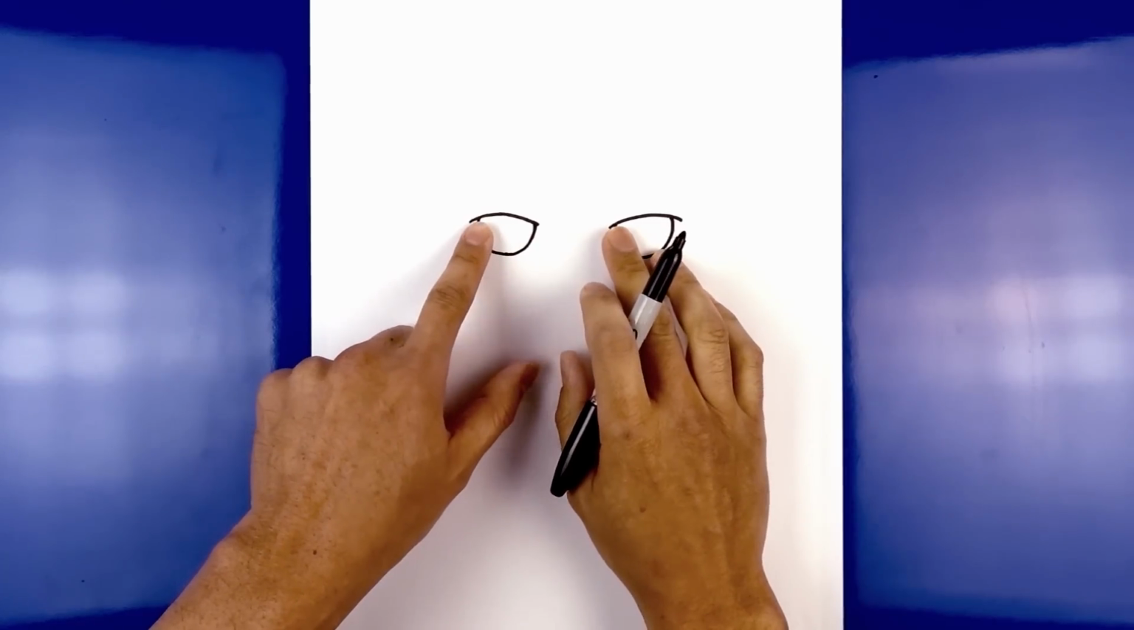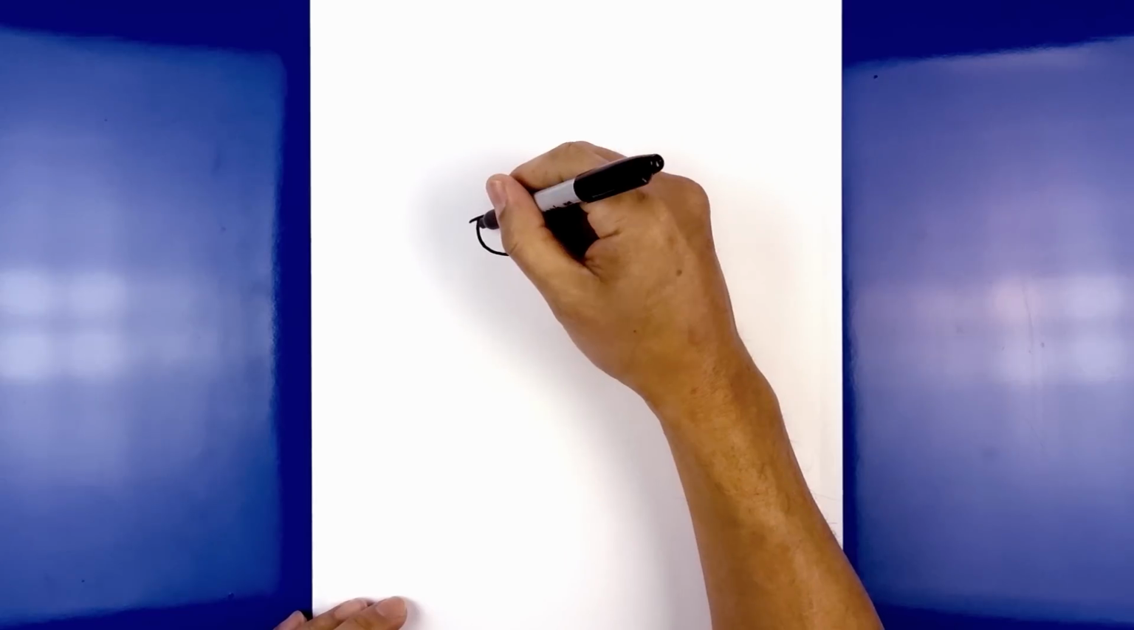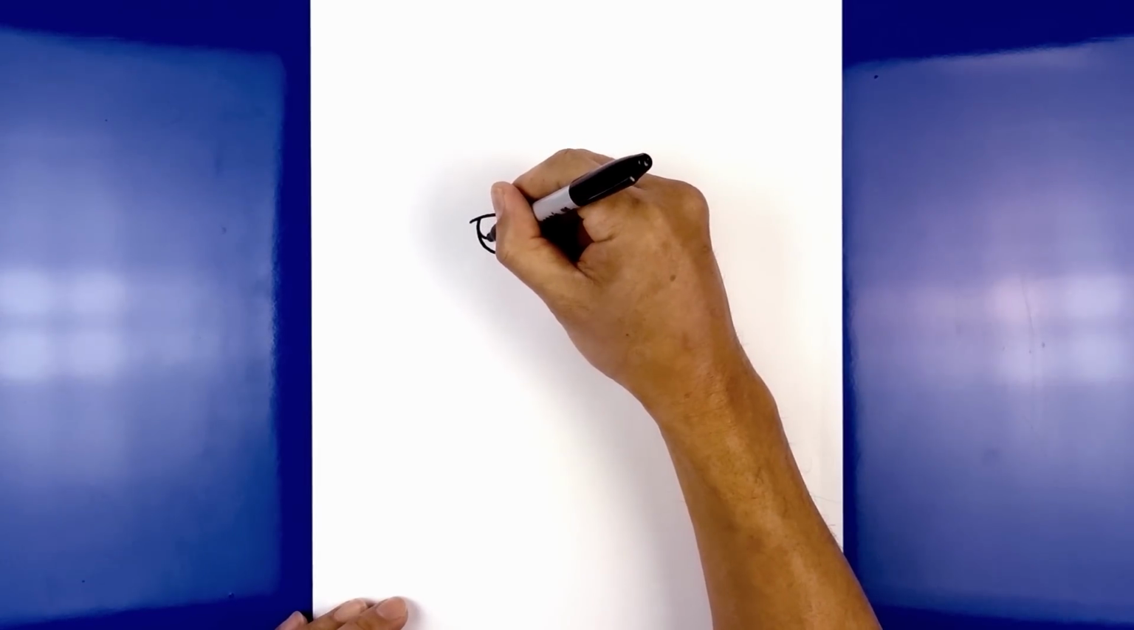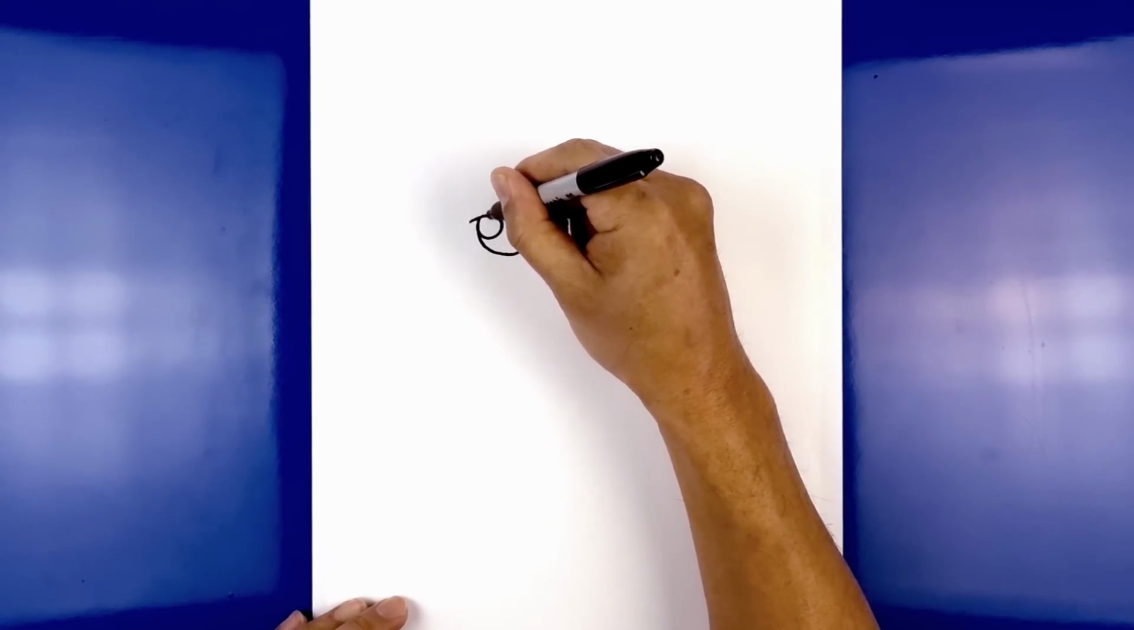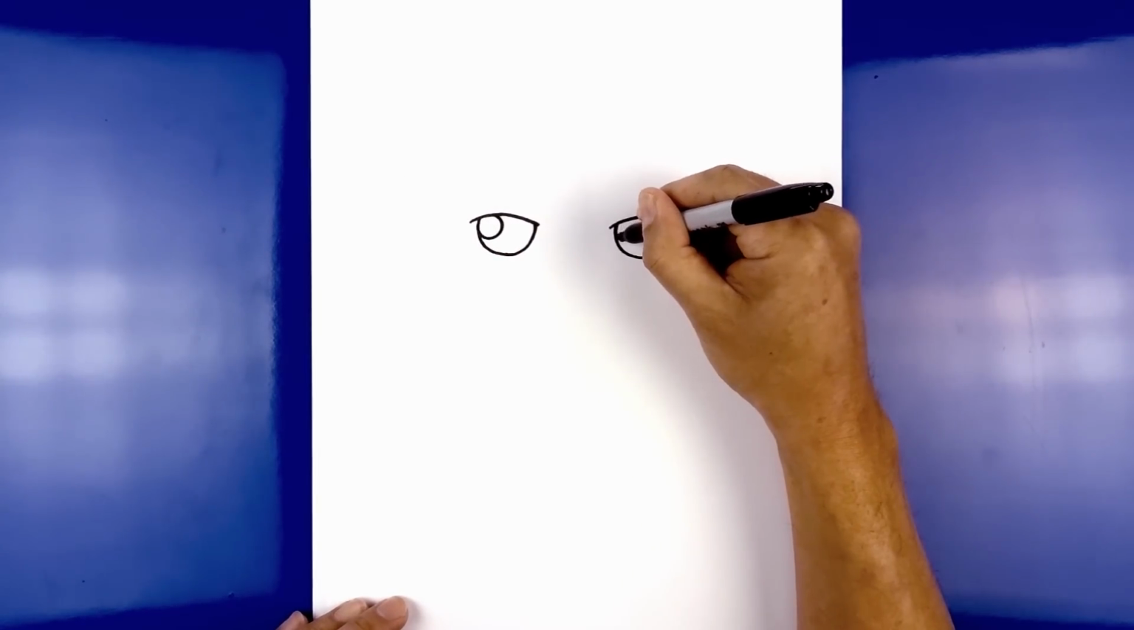Over on the left side of each eye, we're going to draw a circle for a highlight. So we're going to start on the edge of the eye and draw in that circle. Do the same thing on the right side.